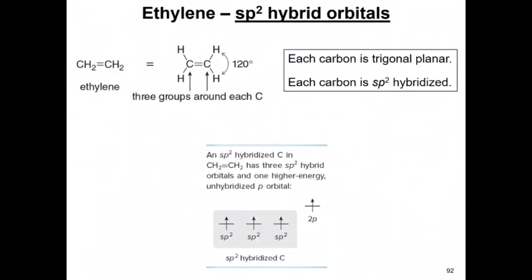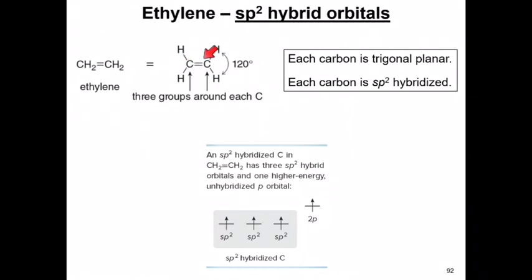So here's ethylene, which is another example of an organic molecule with the molecular formula CH2CH2. And shown here is the Lewis structure. You can see that each carbon atom has a total of 3 electron groups, which makes each carbon trigonal planar and sp2 hybridized. So that also means that every single one of these bonds here is sp2 hybridized.